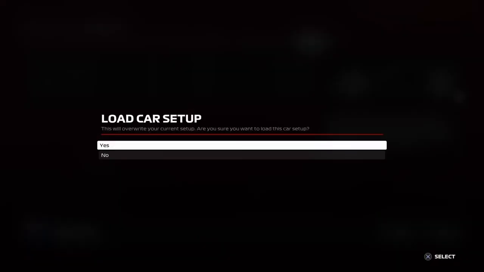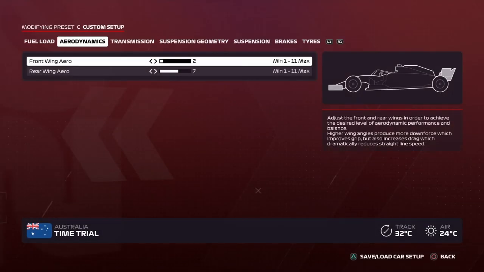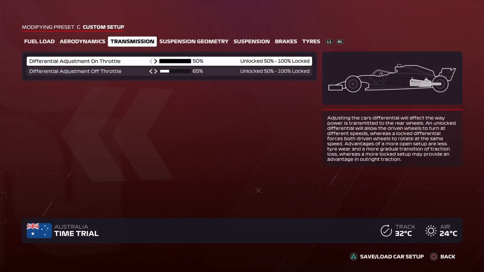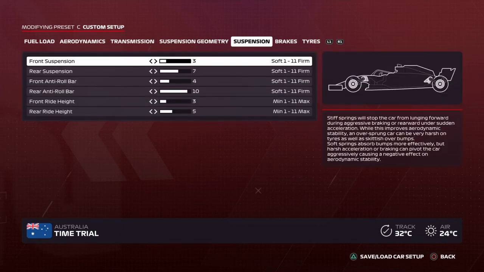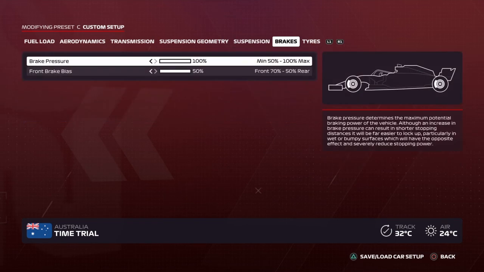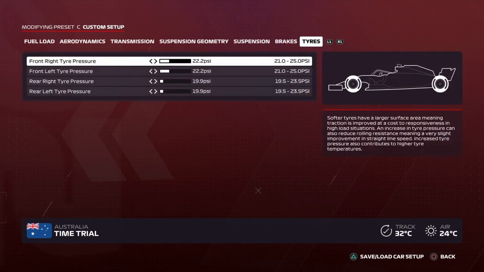And on to the final race of the season in Abu Dhabi, we've got 2.7 on the wing, 50-65 on the transmission, 2.9, 1.4 and then all the way to the left for suspension geometry, 3.7, 4.10, 3.5 on the suspension, and finally 22.2, 22.2, 19.9 and 19.9 on the tyres.